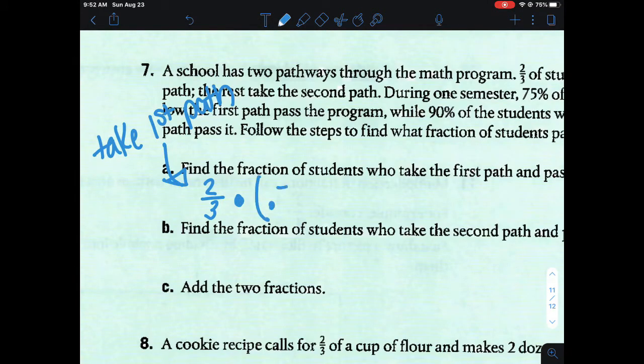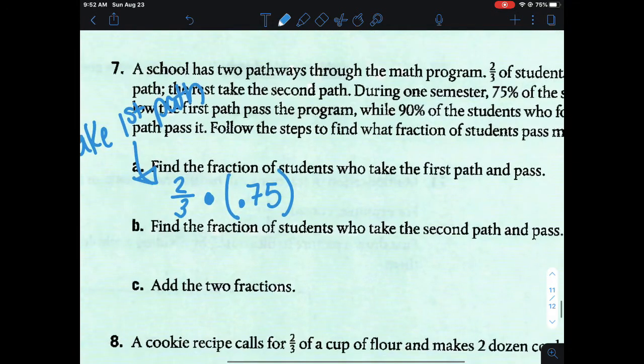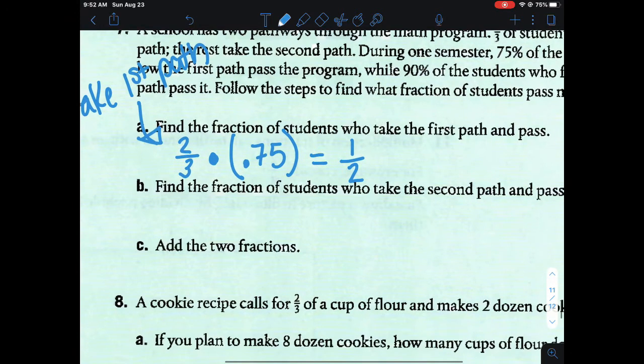So that's 0.75 for 75%. We changed it into a decimal so that I could multiply, because I can't multiply by a percent in my calculator. So if I type that into my calculator, I get 1/2. All right. Next step, find the fraction of students who take the second path and pass.